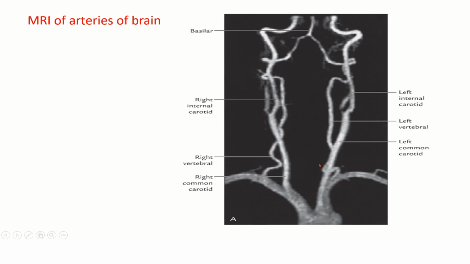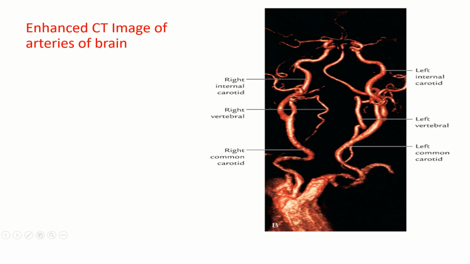You can see here, this is the MRI of the arteries of the brain. You can see the left vertebral artery, the left common carotid artery, the right vertebral artery, the right internal carotid artery. You can see the basilar artery here, with two vertebral arteries joining to form the basilar artery. Here you can see the carotid siphon, right internal carotid, left internal carotid. So left vertebral artery, right common carotid artery, left common carotid artery.